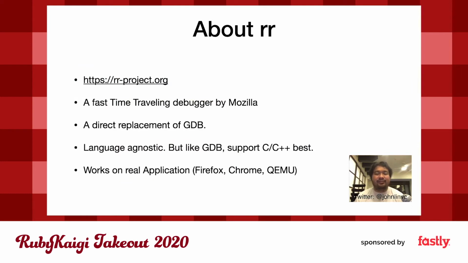So here we need to talk about RR. What is RR? It's a fast time traveling debugger by Mozilla. Fast is a very important feature for RR because in the past, time traveling debuggers tended to be pretty slow. And RR is one of the fastest existing now. It's a direct replacement of GDB. And just like GDB, it's language agnostic, but it supports C and C++ best. So it doesn't have any built-in features for other languages yet.